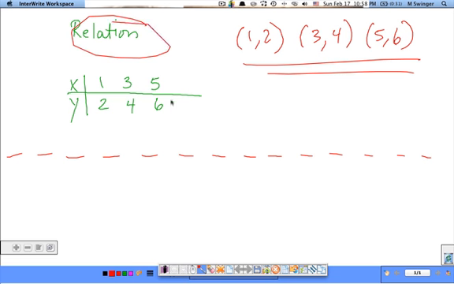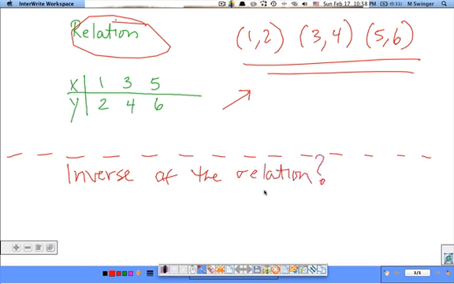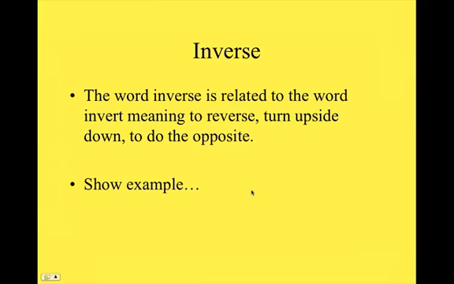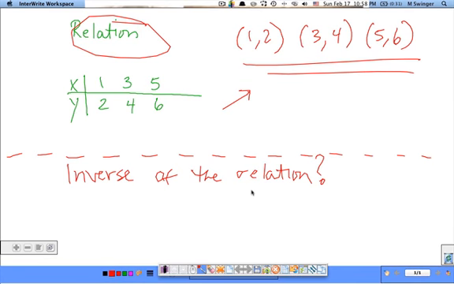Let's look at this relation right here. You've got this relation, which really is these coordinates, right? Same thing, just different ways to write it. What would it mean if I said, what is the inverse of that relation? What did it say? To do the opposite, do the reverse, turn upside down. I think of it as to switch. Or to do the opposite.